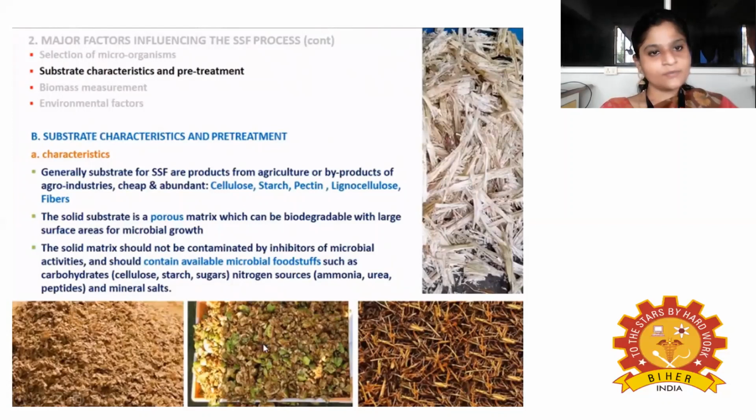Substrate characteristics and pre-treatment. Okay, so how are you going to characterize your substrate, on what basis, what are the basic characters of your substrate, and how are you going to do this pre-treatment process? Okay, so now first we will look into the characteristics of your substrate. Fine. So generally, substrates for solid state fermentation are products from agriculture or byproducts of agro industries which are cheap and abundant. So examples are cellulose, starch, pectin, lignocellulose, and fibers.